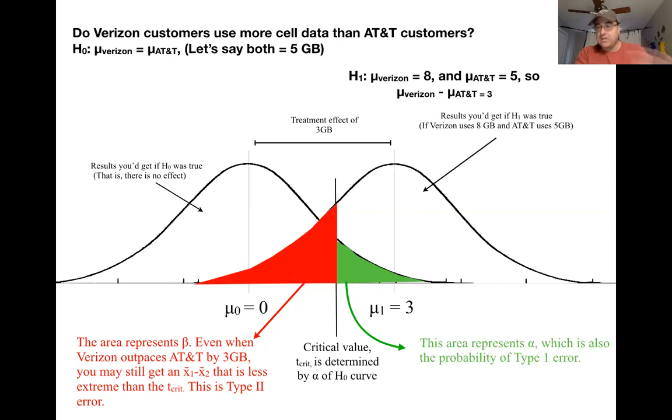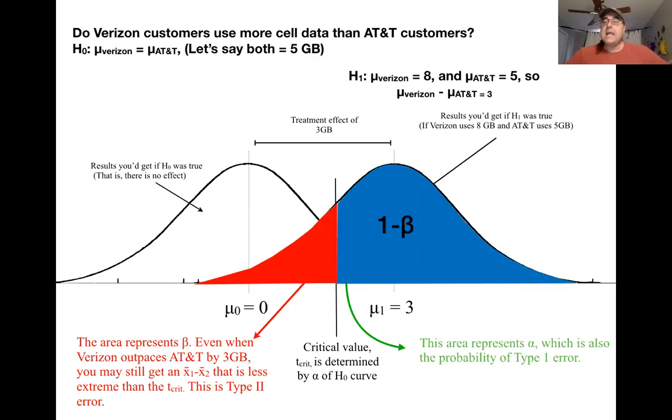Here's the other portion of the alternative hypothesis curve. Everything that is not in the red area, but that does come from a universe where the alternative hypothesis is true, is power, 1 minus beta. Power, then, is the proportion of results that you would get if the alternative hypothesis is true that would cause you to make the decision to reject the null hypothesis, right? So in this case, 1 minus beta is power.